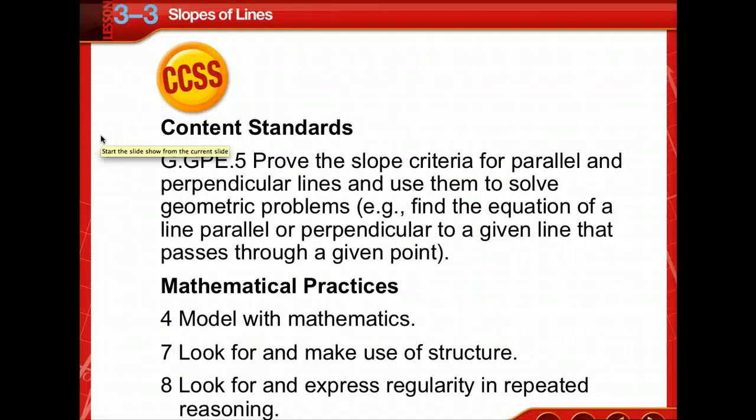Okay, today we're going to be discussing slopes of lines. You'll find this in your textbook, Chapter 3, Lesson 3. This is something that we've discussed before in Algebra 1, so it should be pretty familiar for you. Our mathematical practices, we've got three different mathematical practices that we'll be working with today.